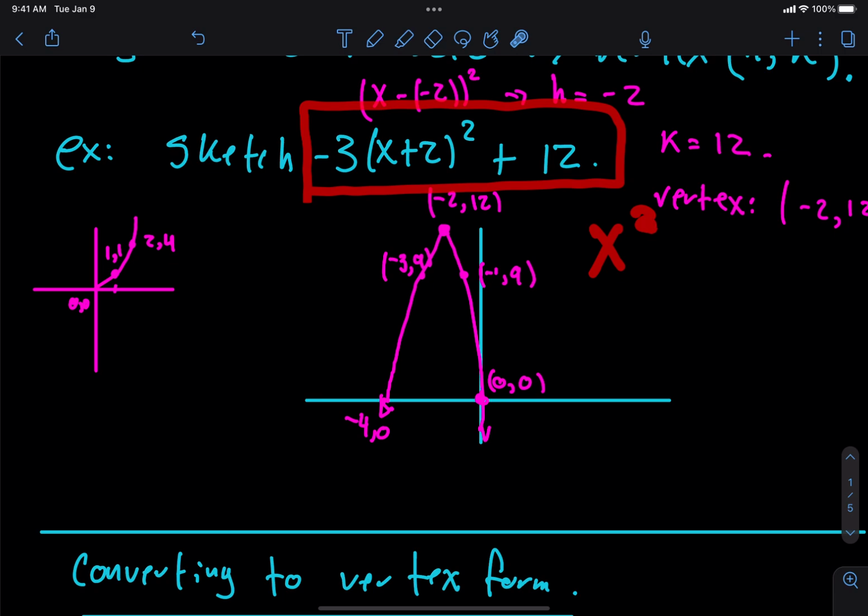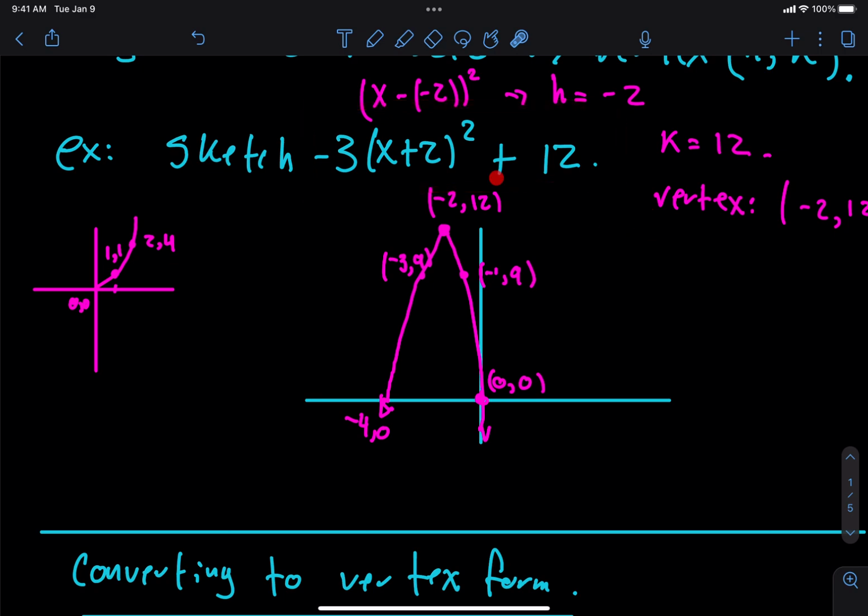Remember when we learned transformations, if you add something to the outside, that represents a vertical shift up that many units. If I add something on the inside, that represents a horizontal shift to the left by that many units. So where did I start? I started with a picture which looks like this, and I transformed it into this by doing the following process.